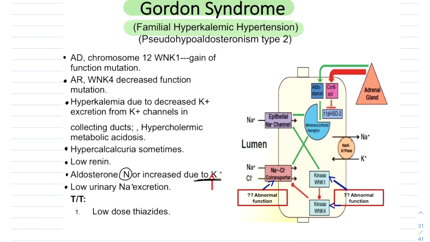Next we come to Gordon syndrome. Gordon syndrome, you should remember, is pseudohyperaldosteronism type 2.